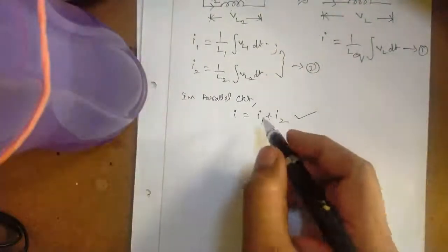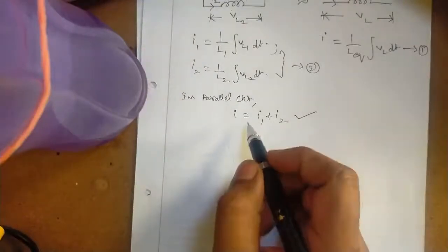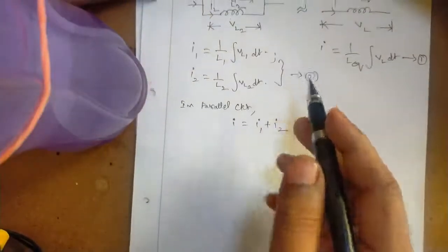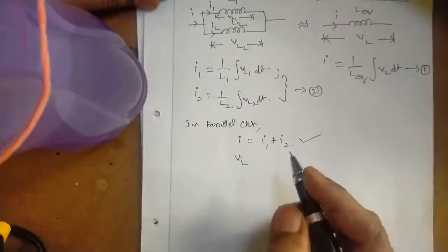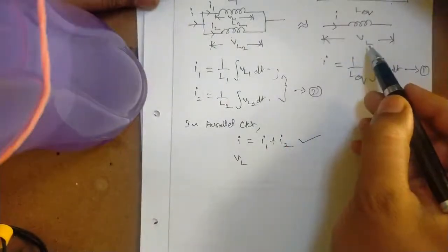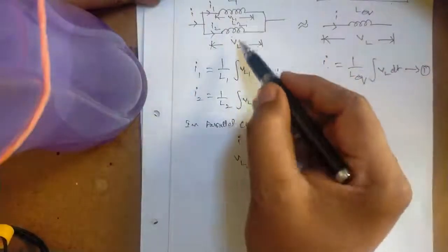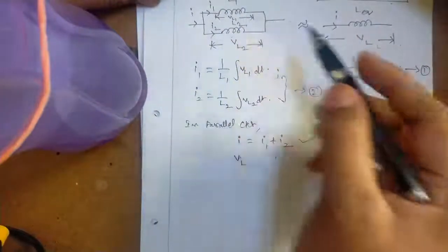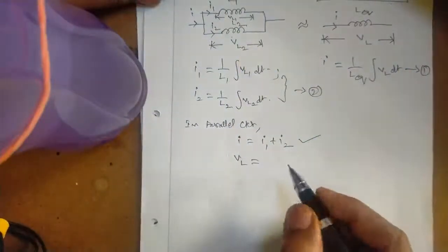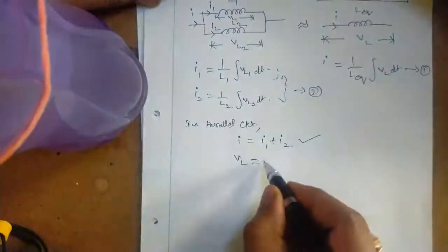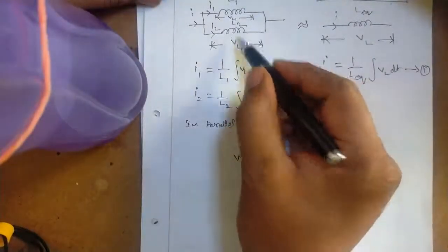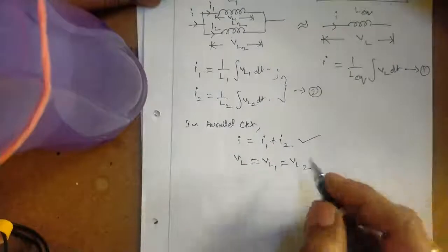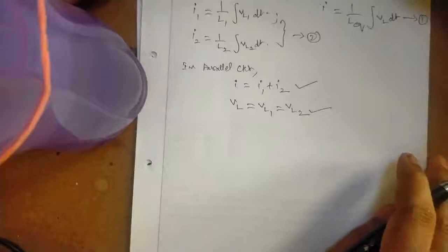Next, we know that the voltage across all the elements is the same as that of the supply voltage. Let VL, the applied voltage or total voltage across the combination of two inductors connected in parallel, be the same as the voltage across inductor L1, that is VL1, and the same as the voltage across inductor L2, that is VL2. In a parallel circuit, voltage is the same and current divides.